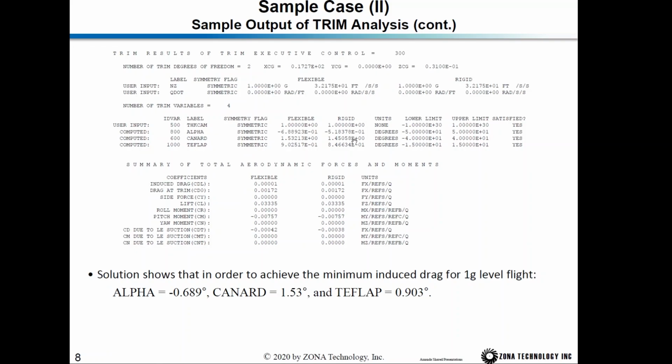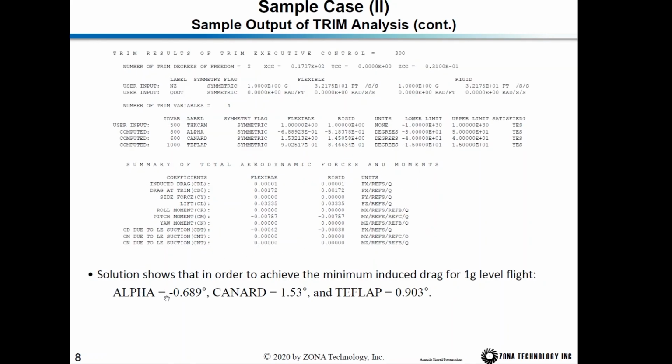This is for rigid, and then you would print out the aerodynamic force and moment coefficients, and this is flexible. This is the rigid. Okay. So this is alpha, canard, and trailing edge flap.